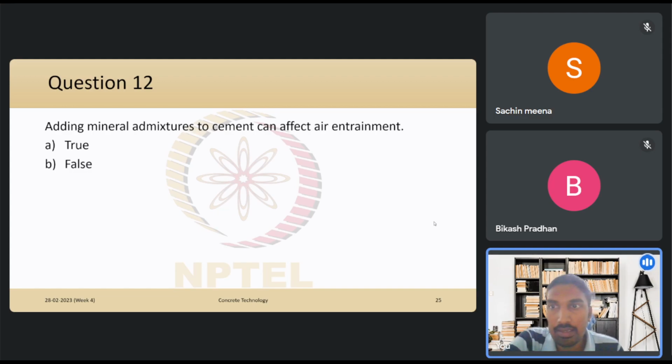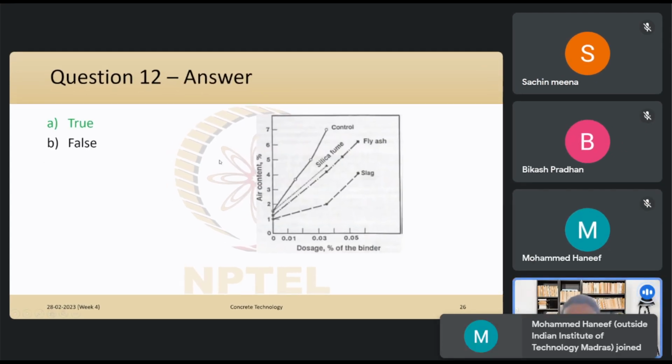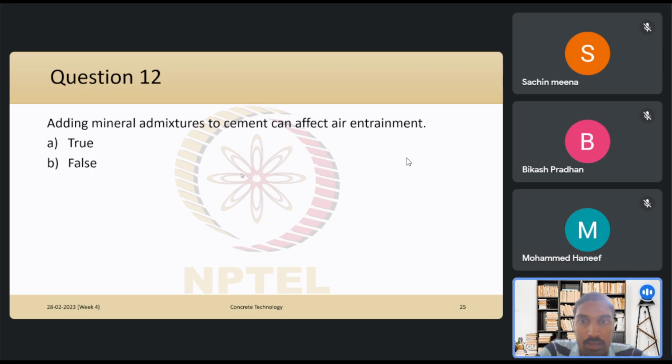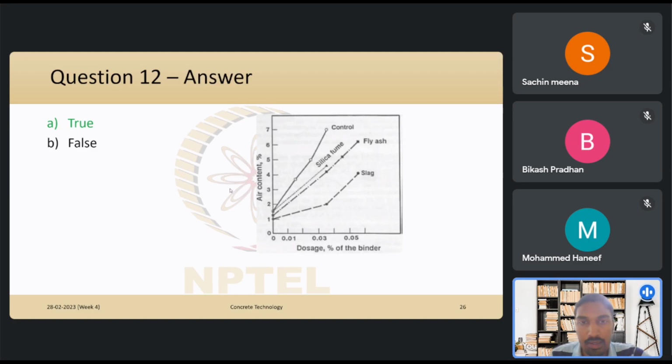So the right answer is actually a true statement, right? So the statement that it affects air entrainment is true, right? So it's not just for anyone. All the admixtures will affect your air entrainment in the cement, right?